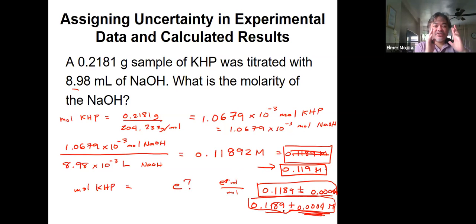I'm just trying to tell you, if you have a set of data, there are many ways to express the calculated result, and in each of them, there is an uncertainty that is assigned. Now, what do you think is the third one? So this is the first one. This is the second one.